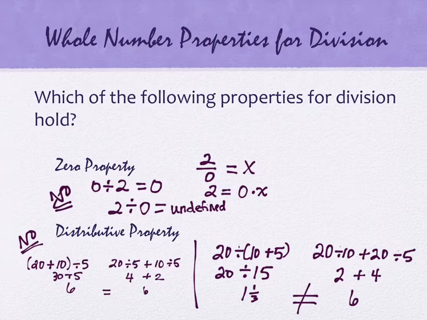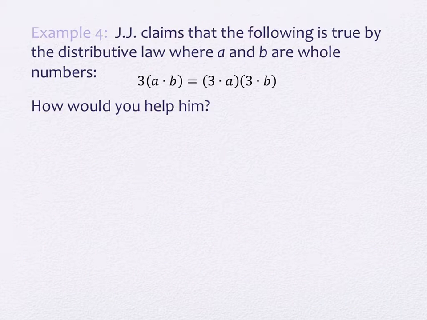I have one last example, and this is a really common error that may still even plague some of you. I answered this exact same question, but in the context of trig with my son 2 nights ago when we were doing his homework. It looks something like this. JJ claims that the following is true by the distributive law, where A and B are whole numbers: 3 times the quantity A times B is 3 times A times 3 times B. How would you help him?